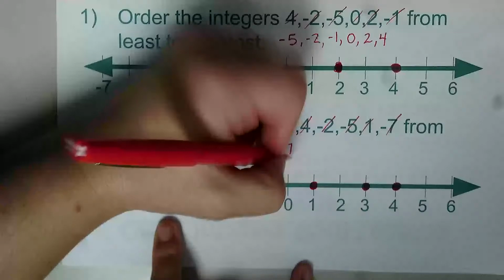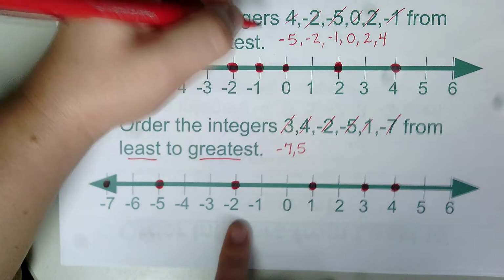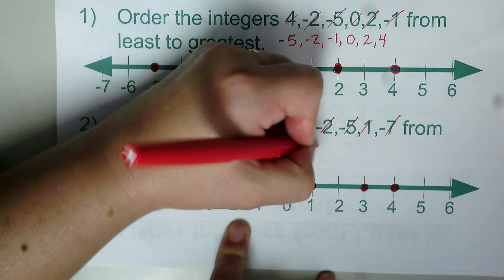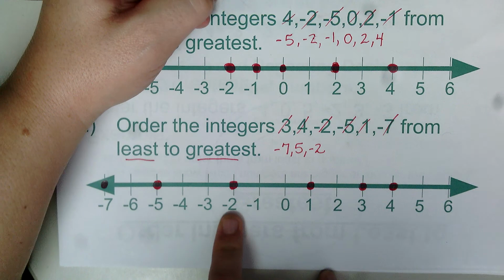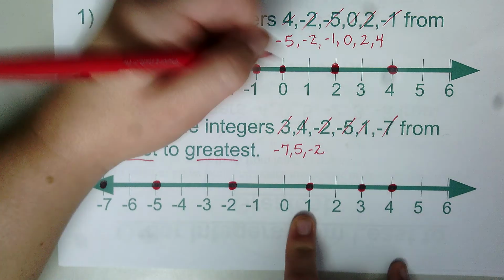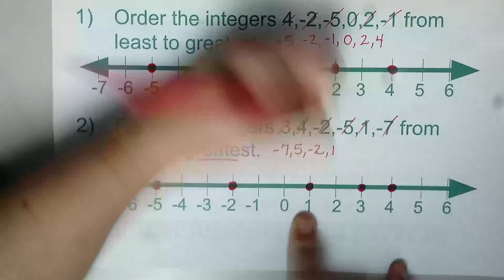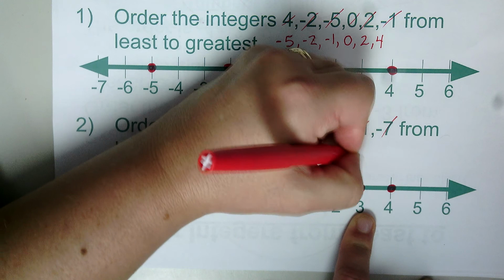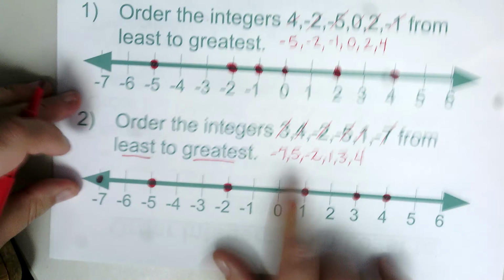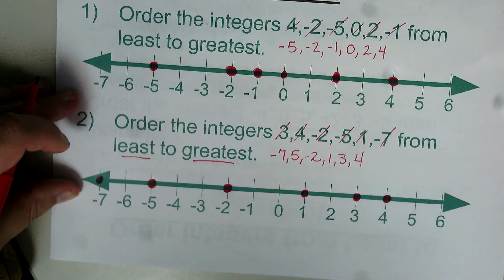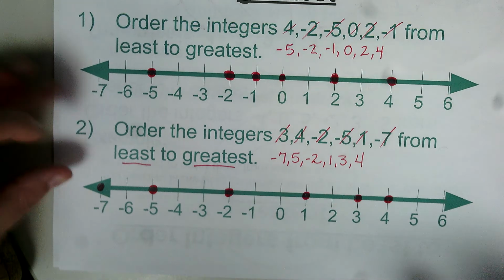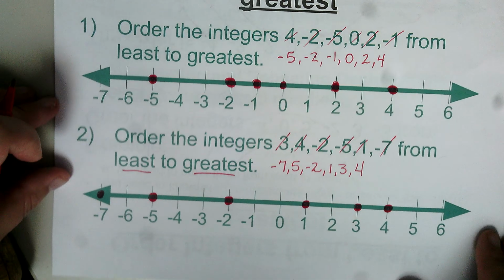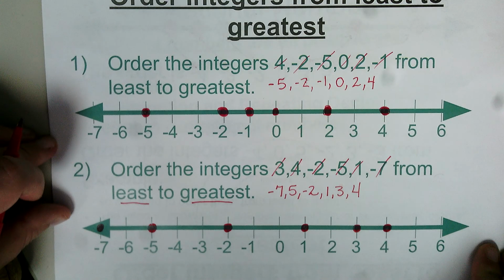Then -5, then -2, then +1, +3, and +4. So I have successfully ordered these from least to greatest. This is ordering integers from least to greatest on a number line, or using a number line.